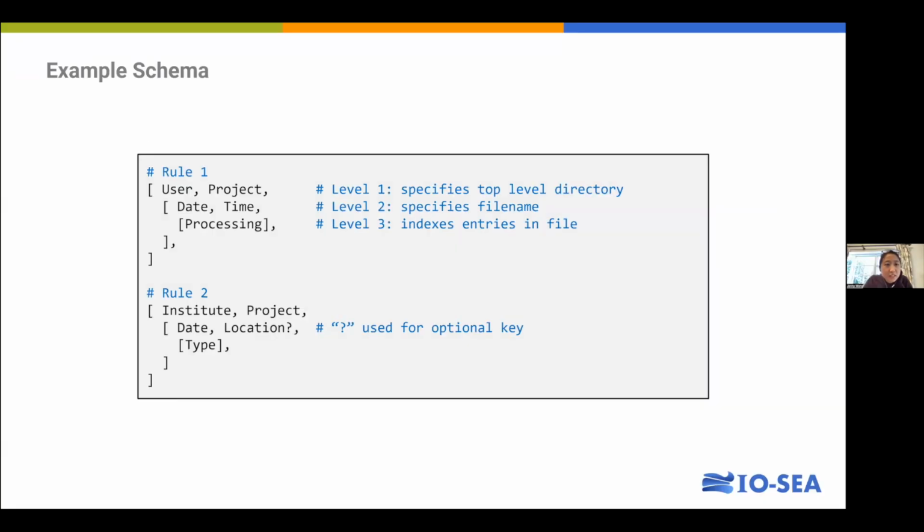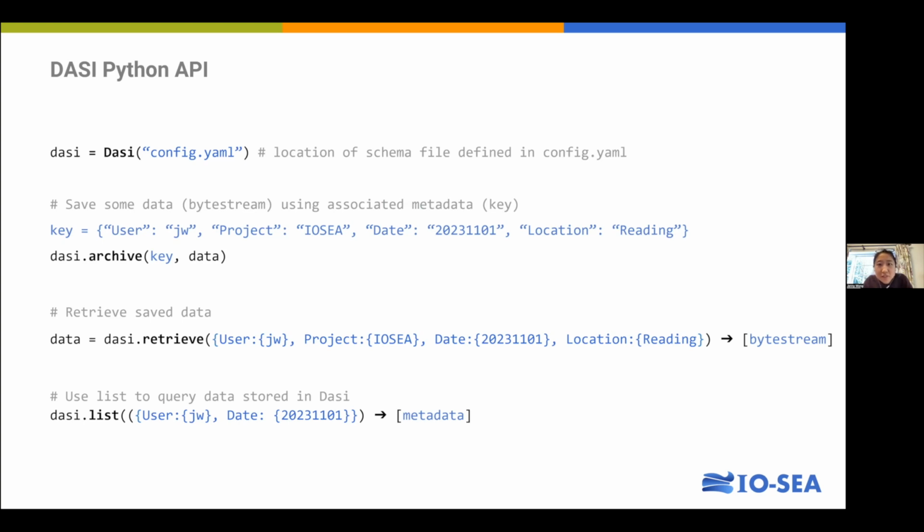We probably won't be touching on these kind of complex aspects of setting up the schema today, but there's also the possibility of putting in optional metadata keys here, which is represented by having this question mark next to location. Cool. Okay, so the final slide was really just about the Python API that we'll be working with today.